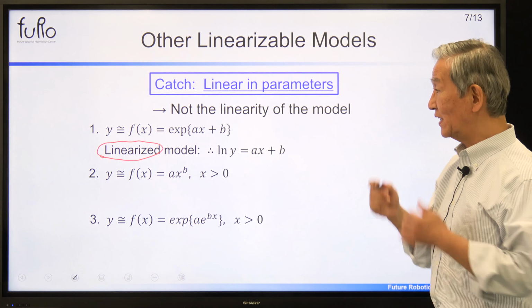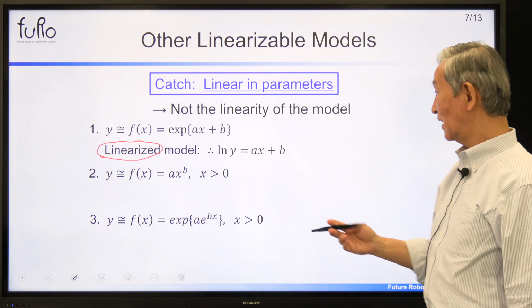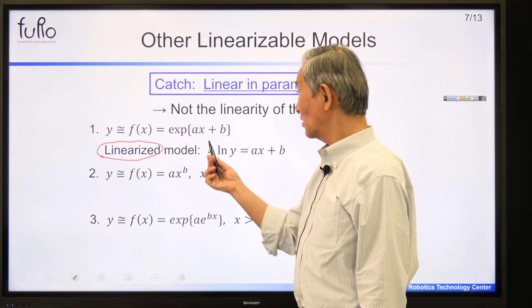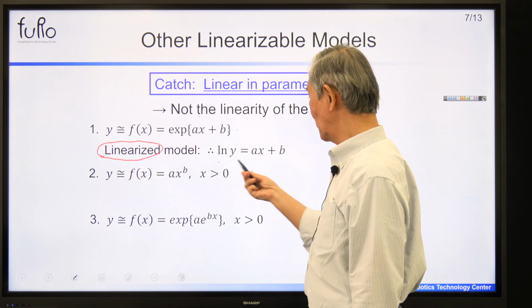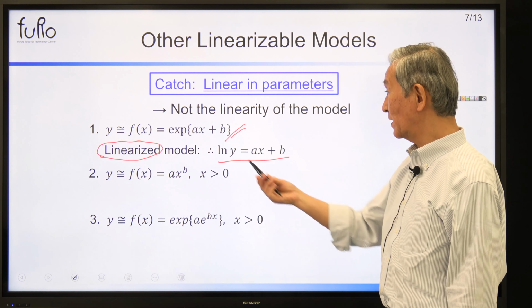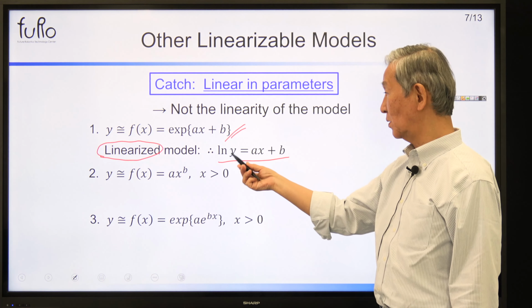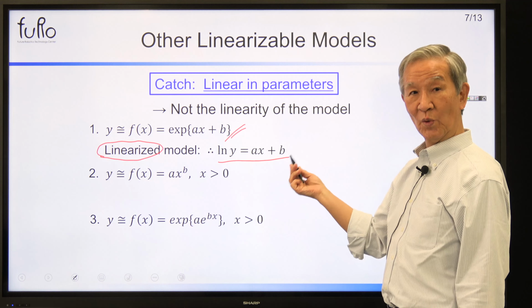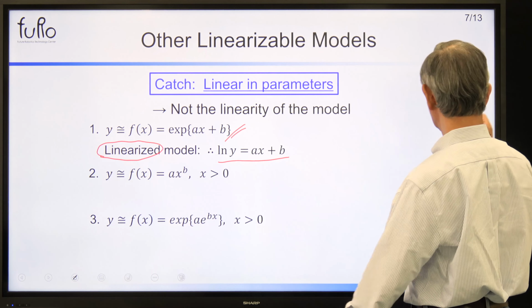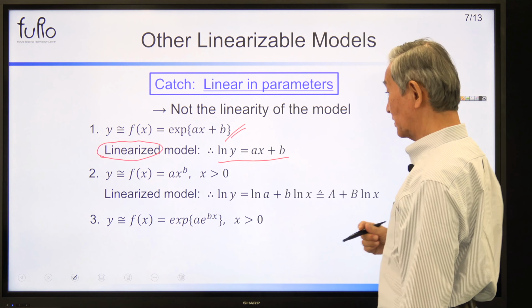Linearize. We linearize it by taking the logarithm of both sides. So this equation and that equation, those two equations are equivalent, right? y is equal to exponential of ax plus b, therefore log y is ax plus b, which is linear in a and b. How about this one here? Well, we can do pretty much the same thing.